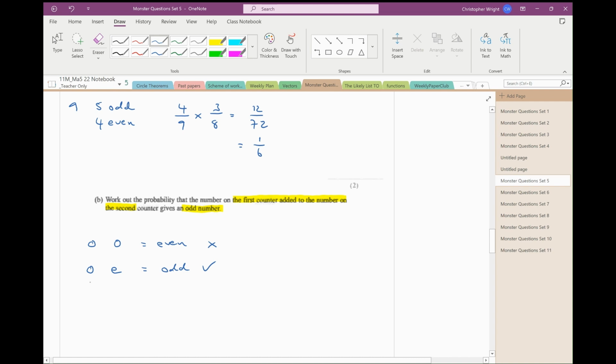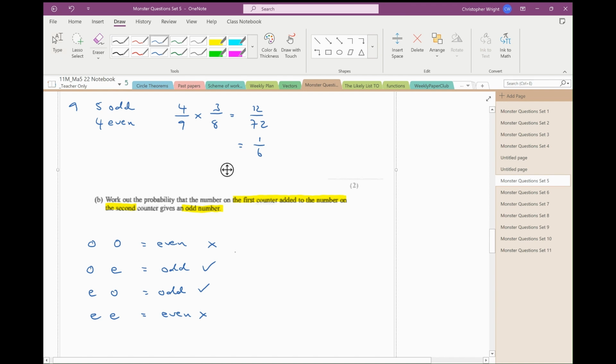So we are interested in that. She could get an even and then an odd, which would give us a total of an odd number. So we're interested in that. She could get an even and an even, which would give us an even total. So we're not interested in that. So we're interested in the middle two here.